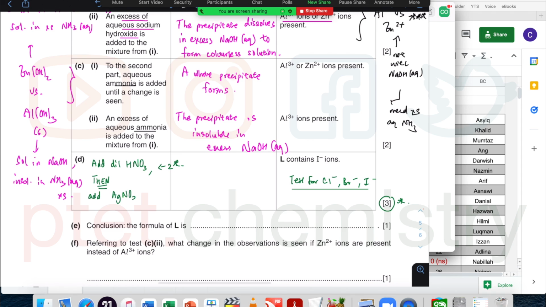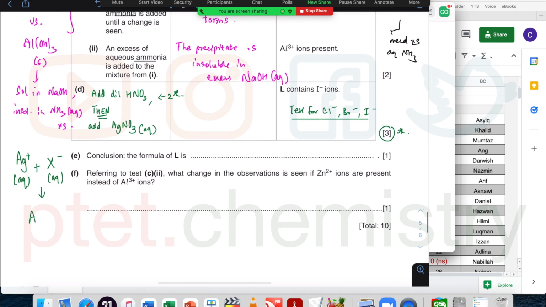You add dilute HNO3, then you add AgNO3. If I use an equation like this, I lose the other mark. Why? Because I forgot about this thing called aqueous. This is a precipitation reaction. Precipitation reaction means I have to start from aqueous solution. So the halide from aqueous solution, and I will get AgX precipitate.